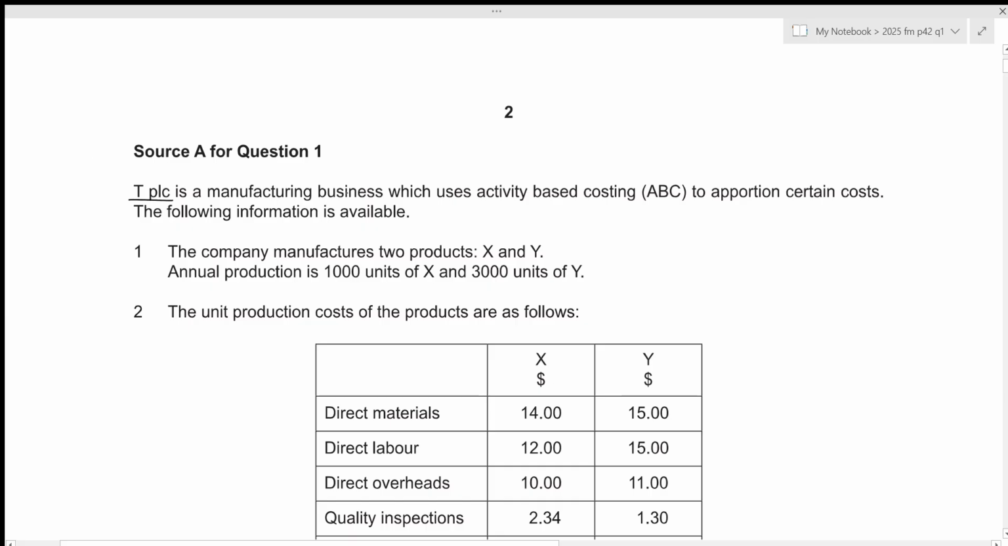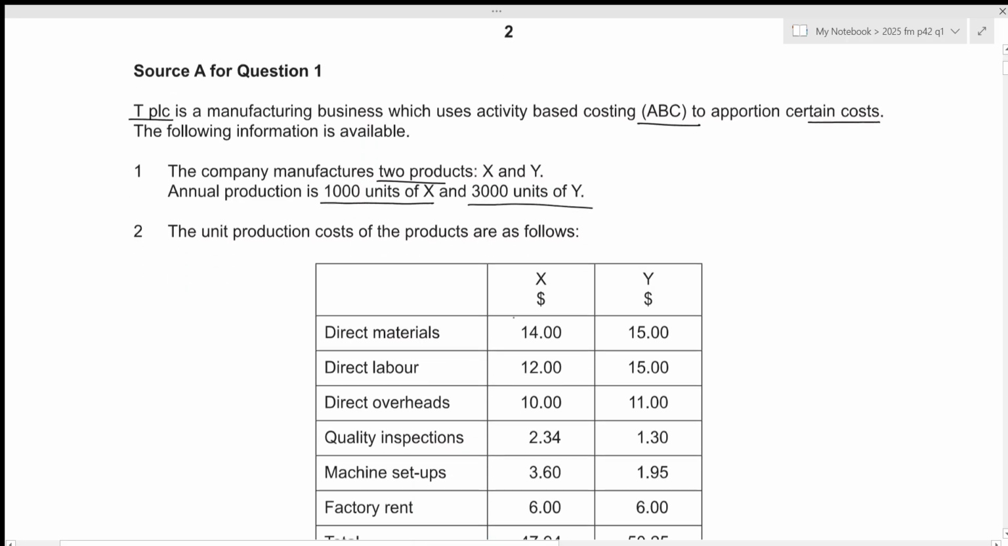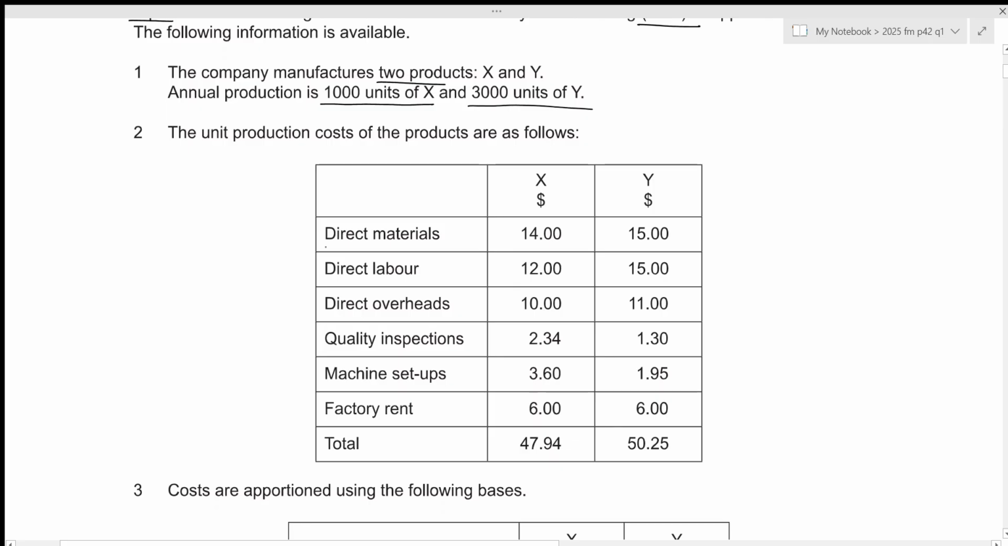TPLC is a manufacturing business which uses activity-based costing to apportion certain costs. The following information is available. The company manufactures 2 products, X and Y. Annual production is 1,000 units for X and 3,000 units of Y. The unit production cost of the products are as follows. We have been given the per unit values for our direct materials, direct labor, direct overheads, quality inspections, machine setups, and factory rent. And we also have the total per unit cost for each of the product.